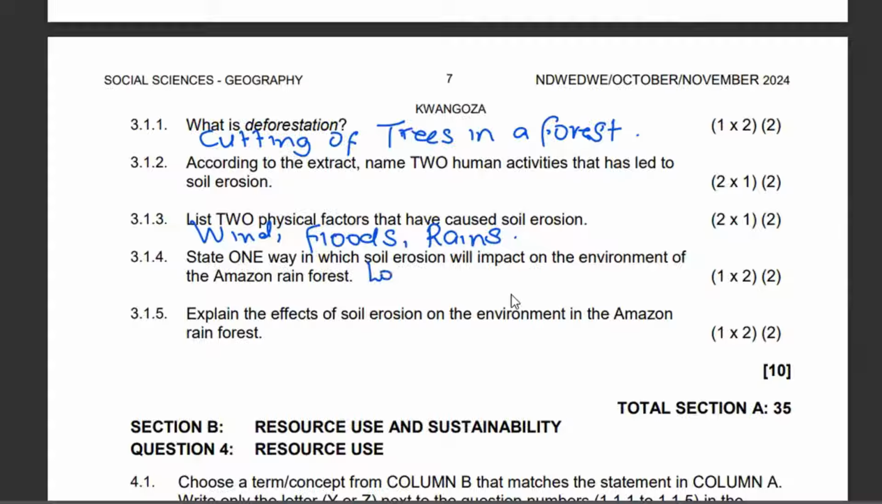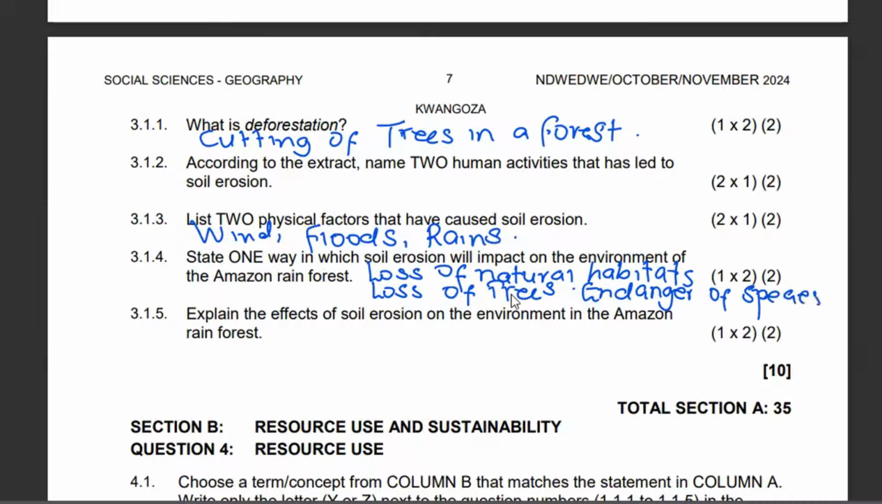There will be loss of natural habitats. There'll also be loss of trees, and endangerment of species. So, explain the effects of soil erosion on the environment in the Amazon rainforest.